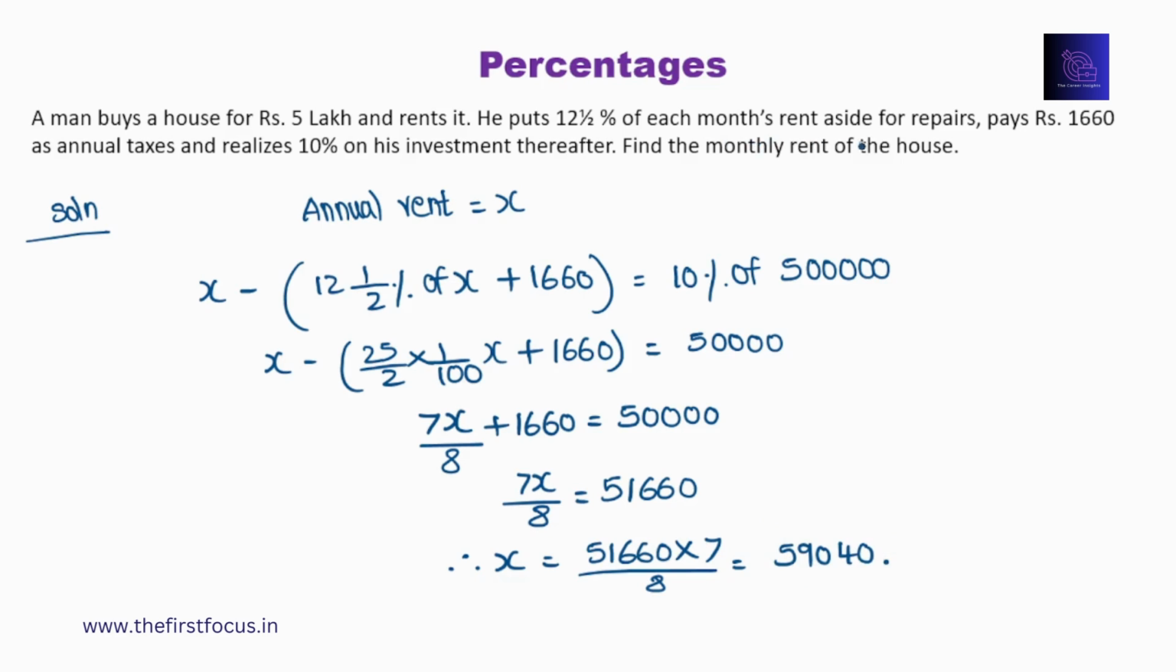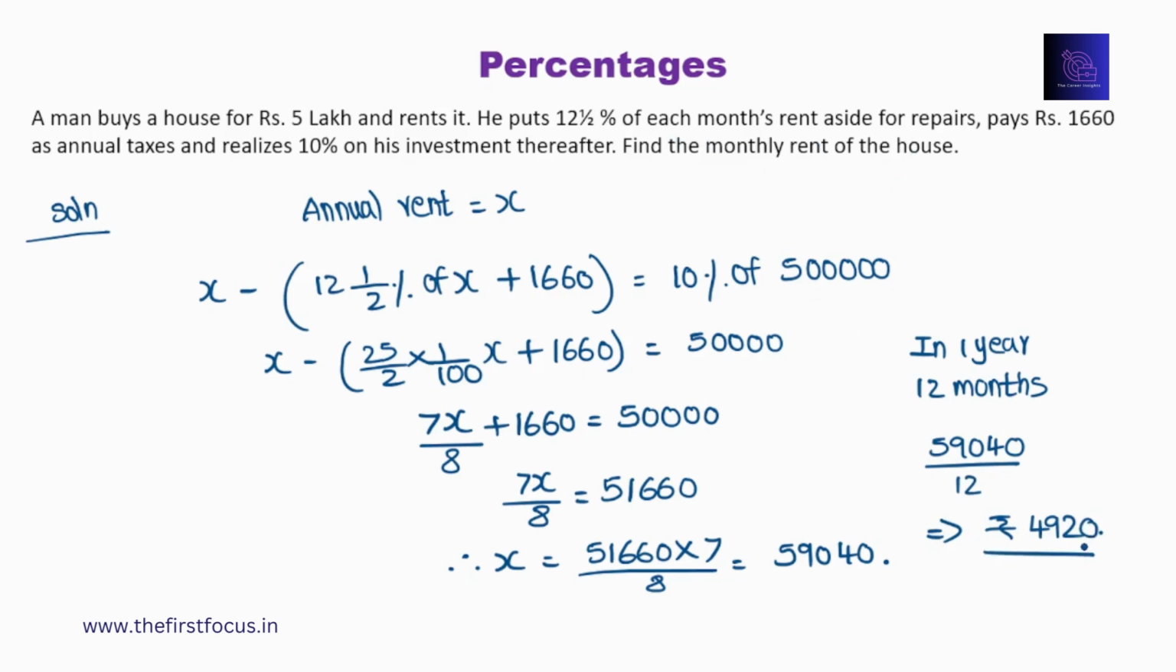We have to find the monthly rent. In a year, how many months? In 1 year, we have 12 months. So the annual rent 59,040 divided by 12, we get rupees 4,920. Hence his monthly rent of the house is 4,920.